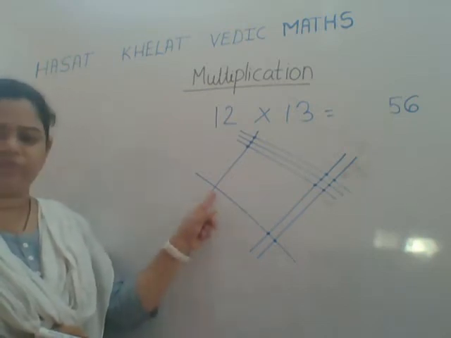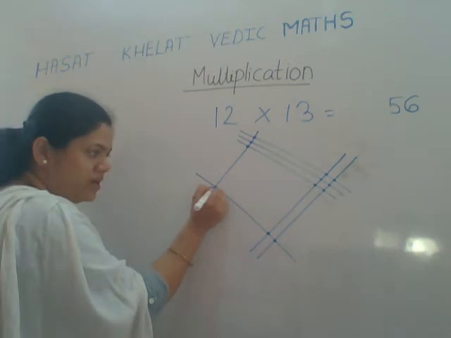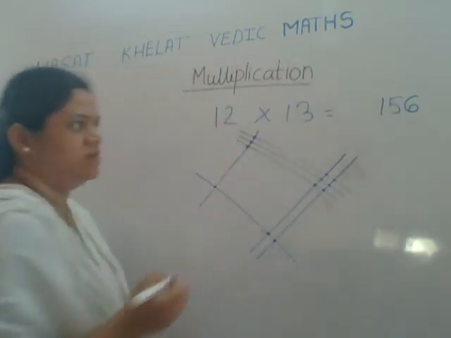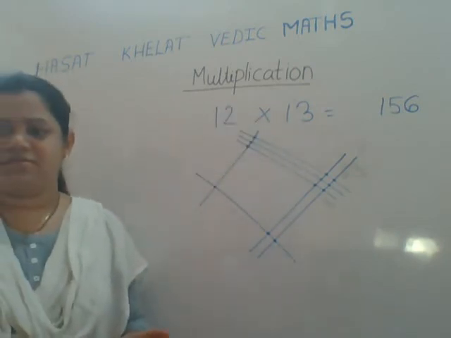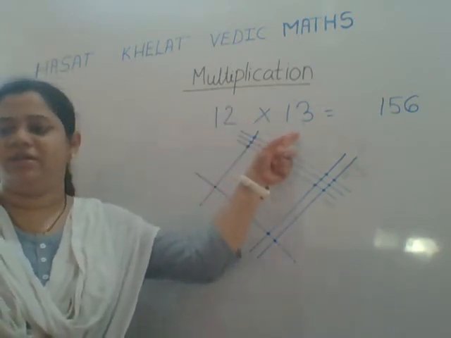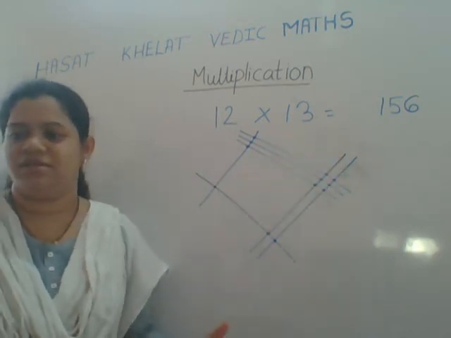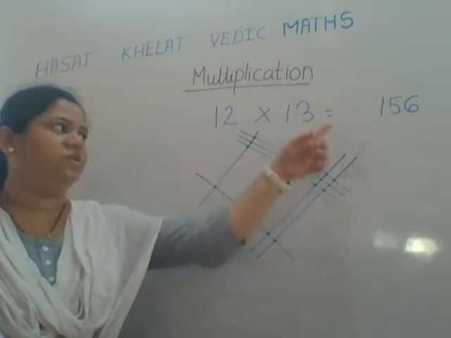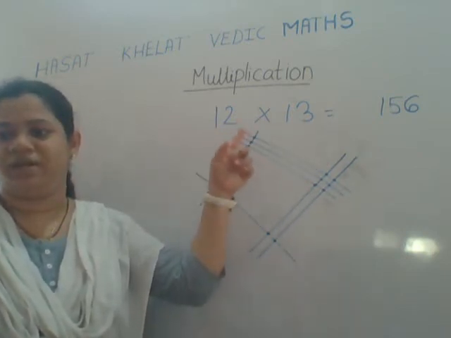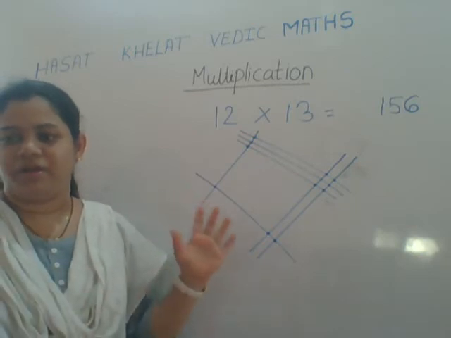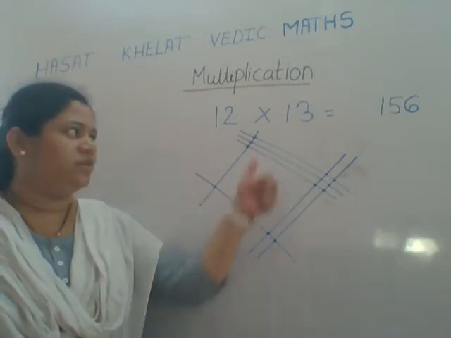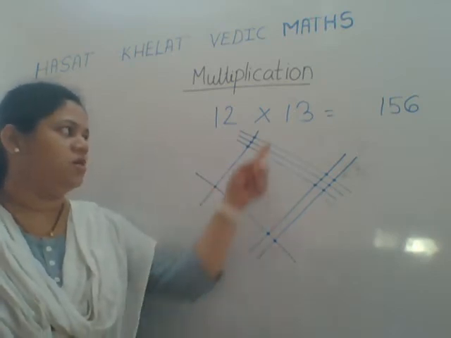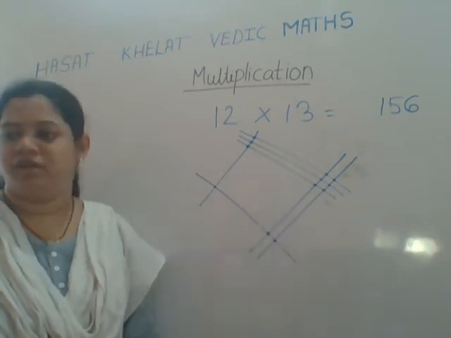And now the last intersection. How many times? Only one time. So I will write 1 over here. That gave you the answer. What is the answer? 12 multiplied by 13 is 156. Easy way. Just by counting the intersections, what have we done? Found the answer for this multiplication, 12 multiplied by 13. No need of remembering the 12 table. No need of remembering the 13 table. Do we need to remember? No. We just have to draw these numbers by the number of lines.